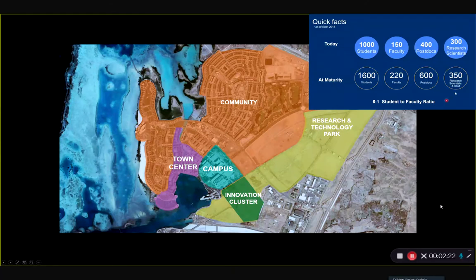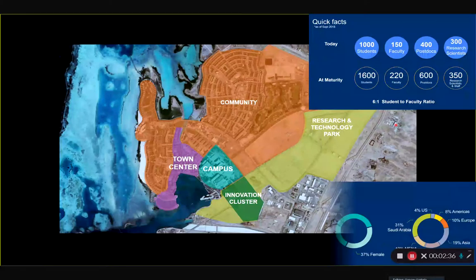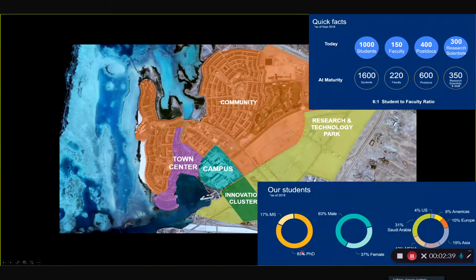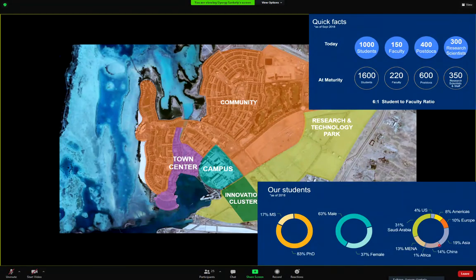So the university in numbers, we have about 1,000 students, and we have a relatively good student to faculty ratio of 6 to 1. We are a postgraduate university, so we have mainly master students and PhD students, actually more PhD than master, as you can see here. And we try to take care of gender balance as well, so we are recruiting more and more female students and staff. And we have overall more than 100 different nations studying or working here at KAUST.